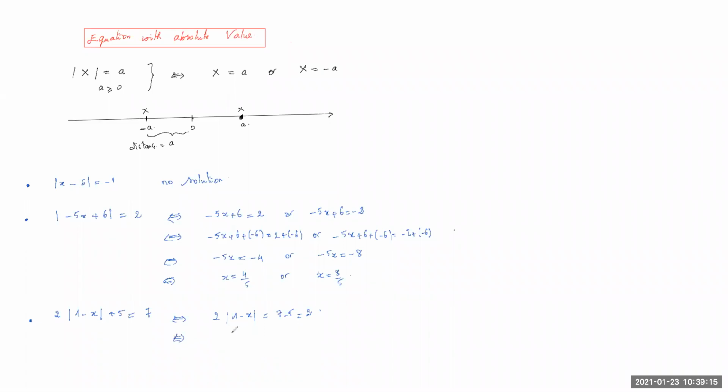To simplify by 2, then I have absolute value of 1 minus x equal 2 over 2, which is 1. And then I am in this situation. So I have either 1 minus x equal 1 or 1 minus x equal minus 1. This one will give me minus x equal 1 minus 1, that means x equals 0, or I will have minus x equal minus 2, that is x equal 2. Okay, so I have those two possible solutions.